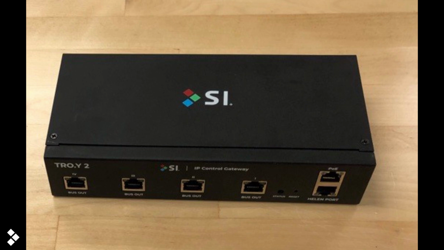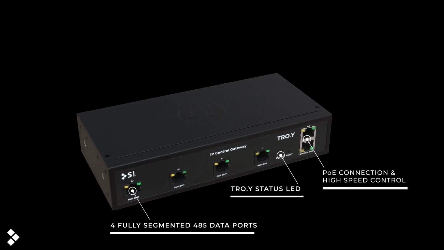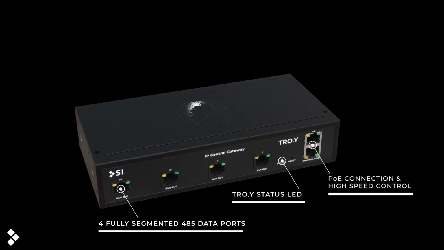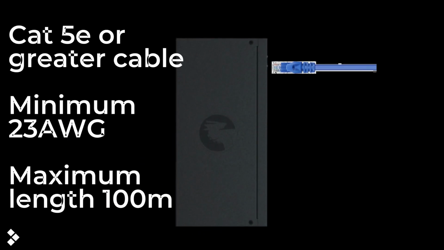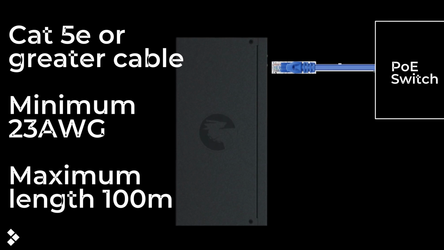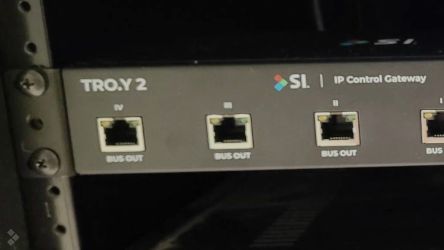Troy is the IP gateway and commissioning tool that you use for the SI ecosystem. Troy does not need an intranet connection. However, depending on your control requirements, you'll probably want access from a local area network Ethernet connection, either via a PoE switch or connected to the included PoE injector.